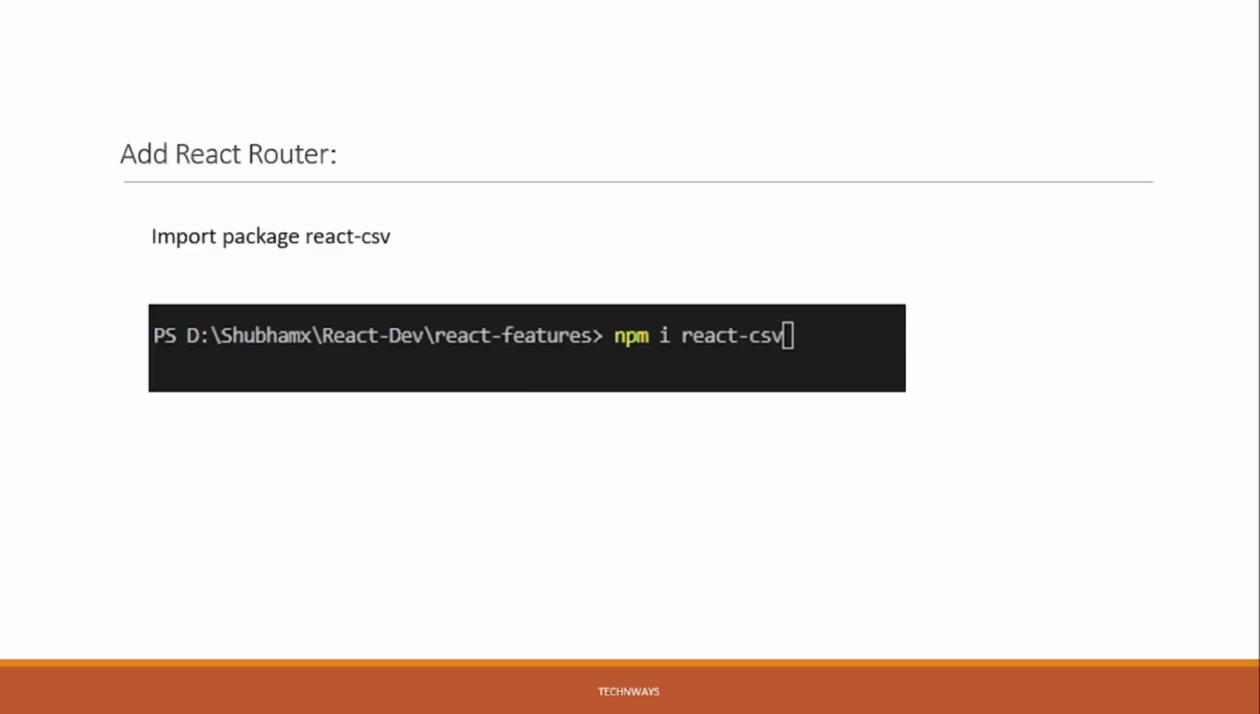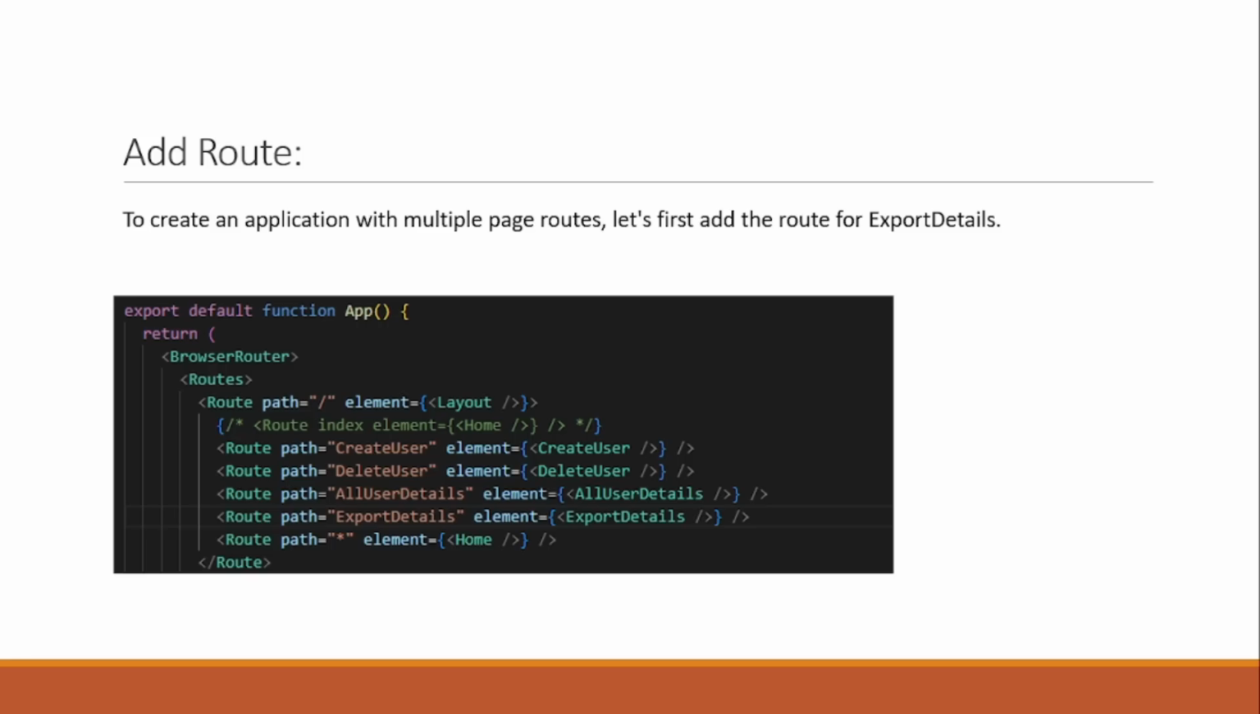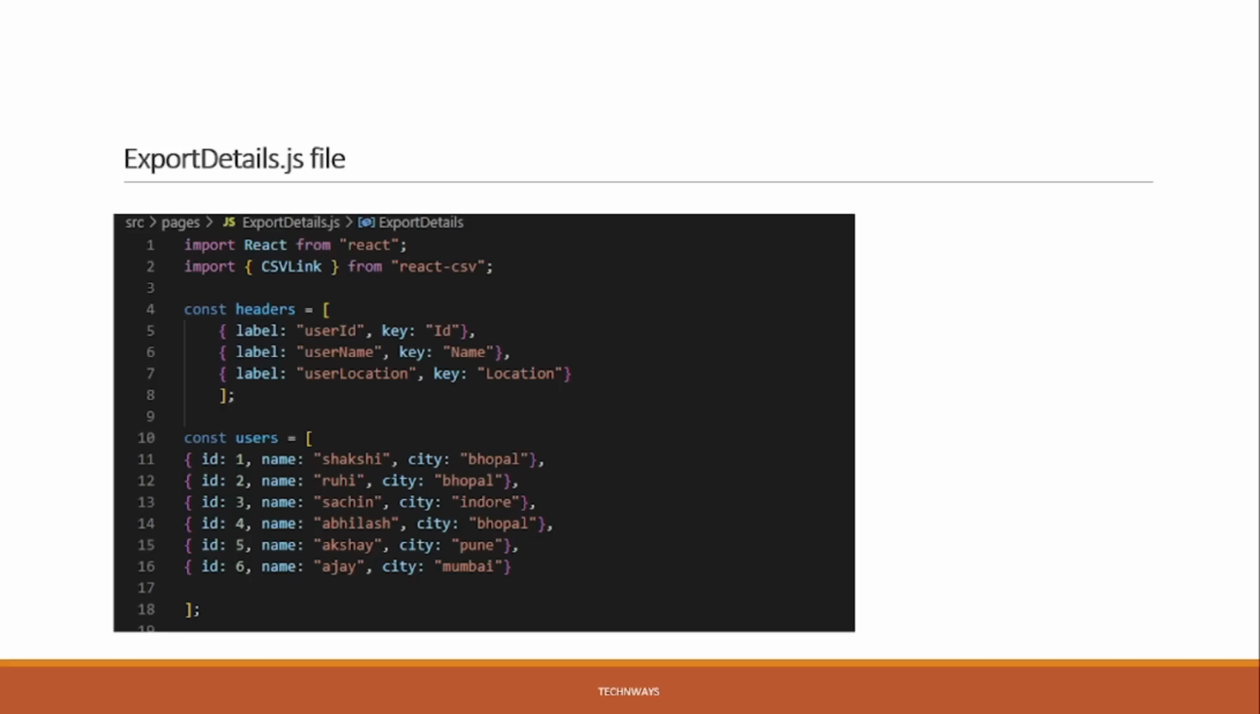React CSV. Then we will be creating a separate page for the export details, and we will also add a route configuration for that page so that we can successfully redirect to that particular route. And then further we will be implementing the export details feature.